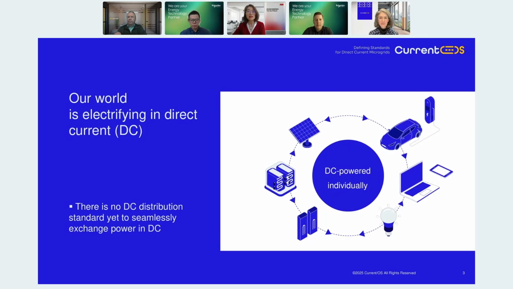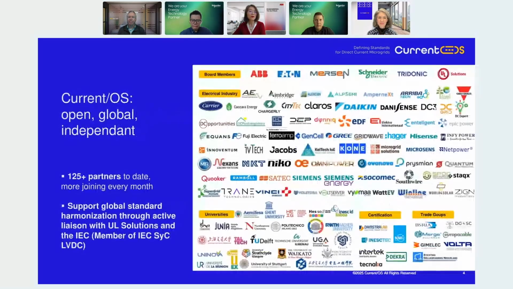Because of this, DC is increasingly recognized as a key enabler for efficiency and energy access. As the IEC notes in a 2024 report, direct current can fundamentally improve energy efficiency and system performance. However, there is still no global distribution framework allowing DC sources and loads to be interoperable seamlessly. So this is the gap that Current OS addresses.